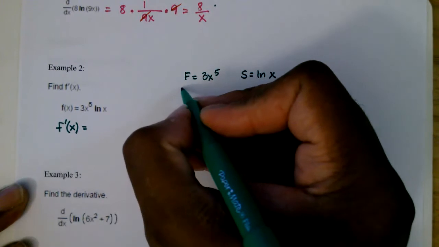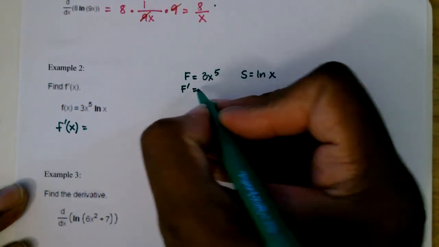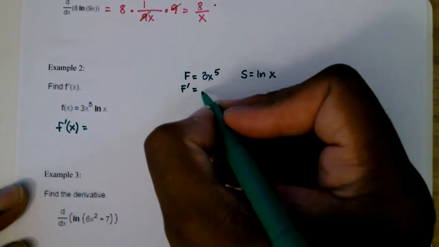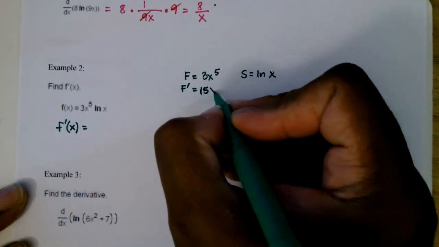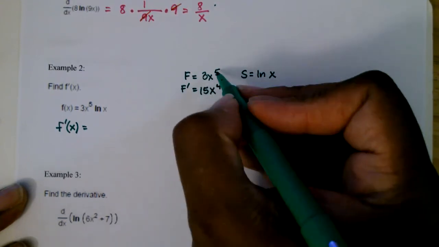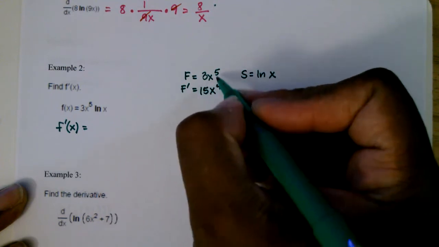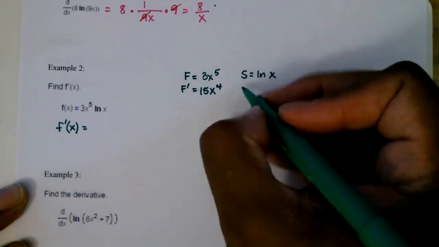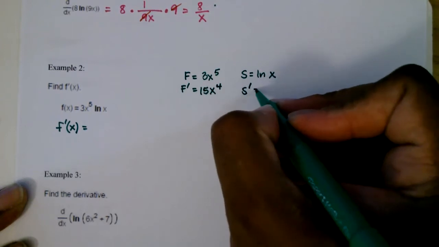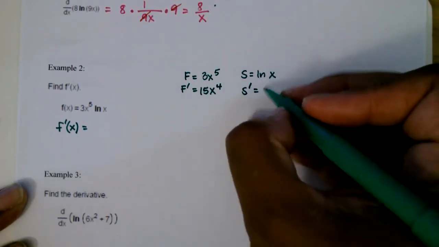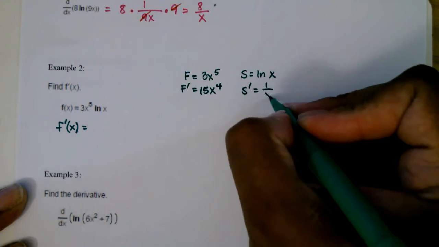And then find the derivative of the first, f prime. The derivative of 3x to the 5th will be 15x to the 4th. Bring the 5 down, you multiply by 3, you get 15. Copy the x to the 1 less power. And of course, the derivative of the second, or the derivative of ln of x, is simply 1 over x.